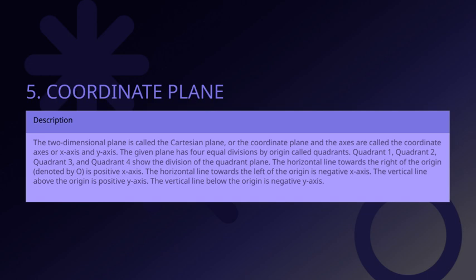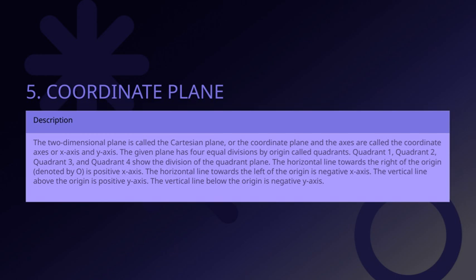This is a two-dimensional surface where we can plot points, lines, and shapes. The two axes that divide this plane are called the coordinate axes, the x-axis and the y-axis. The x-axis runs horizontally, and the part to the right of the origin, which we denote as O, is called the positive x-axis. Conversely, the part of the x-axis to the left of the origin is the negative x-axis.